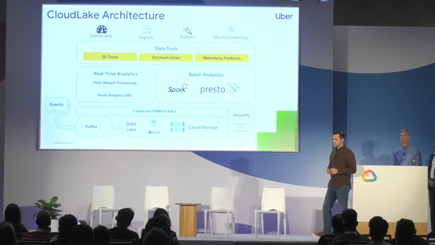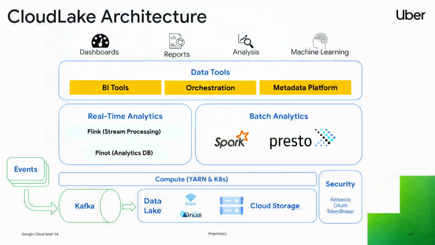So this is a simplified view of our data lake on GCP, what we refer to as Cloud Lake. At the top here, you can see the different workloads we support. So from dashboards, automated reporting, ad hoc analysis, and developing and running machine learning models. To power those, we have multiple data tools that we've categorized here into BI tools, orchestration, and metadata platform. And to power this entire platform, we capture event data into Kafka and ingest that into the storage layer in Data Lake.